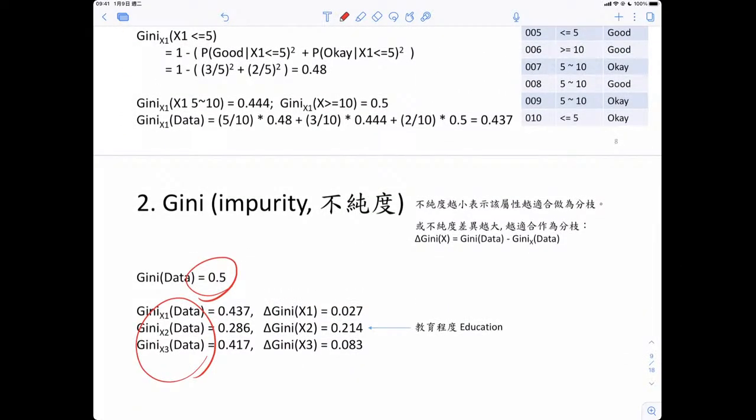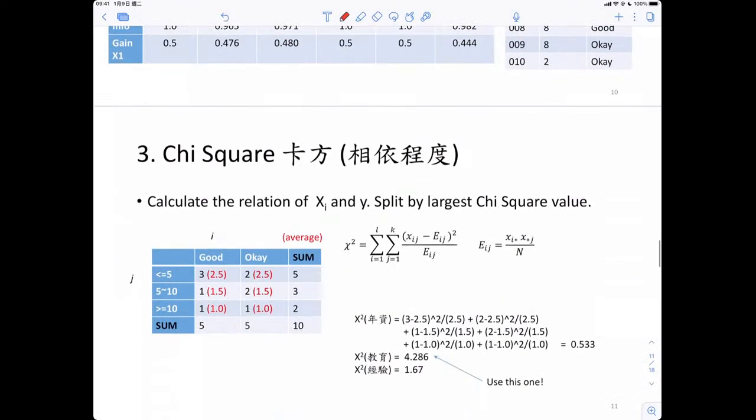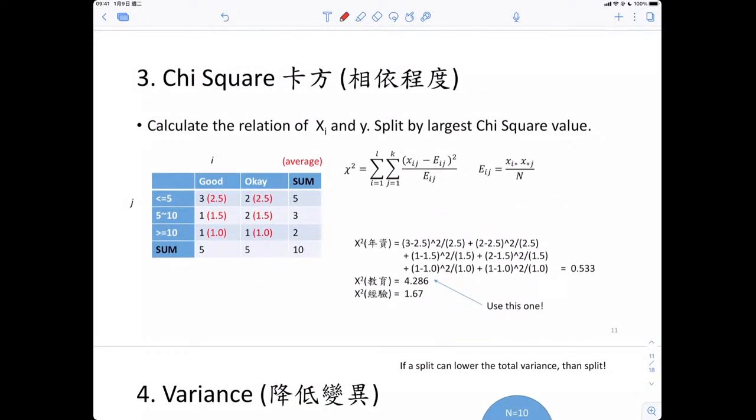Just several different indexes to help you describe the data. Okay, chi square. Okay, that is from statistics. That also is trying to evaluate the relationship. 就是中文是相依程度，台湾简体也是相依程度的意思。So you can use any feature, for example, X1, and your Y to calculate the chi square. Okay, 那这个我就不太多讲，因为这是统计上面的公式，我们去算就好了。So that is how we can evaluate the chi square.